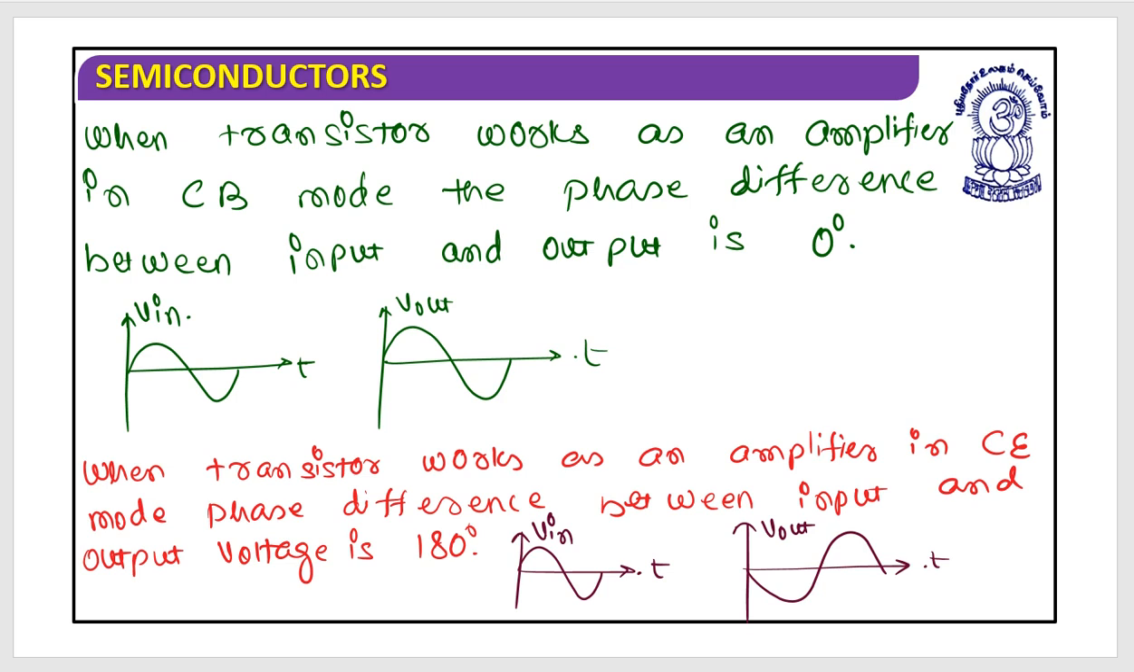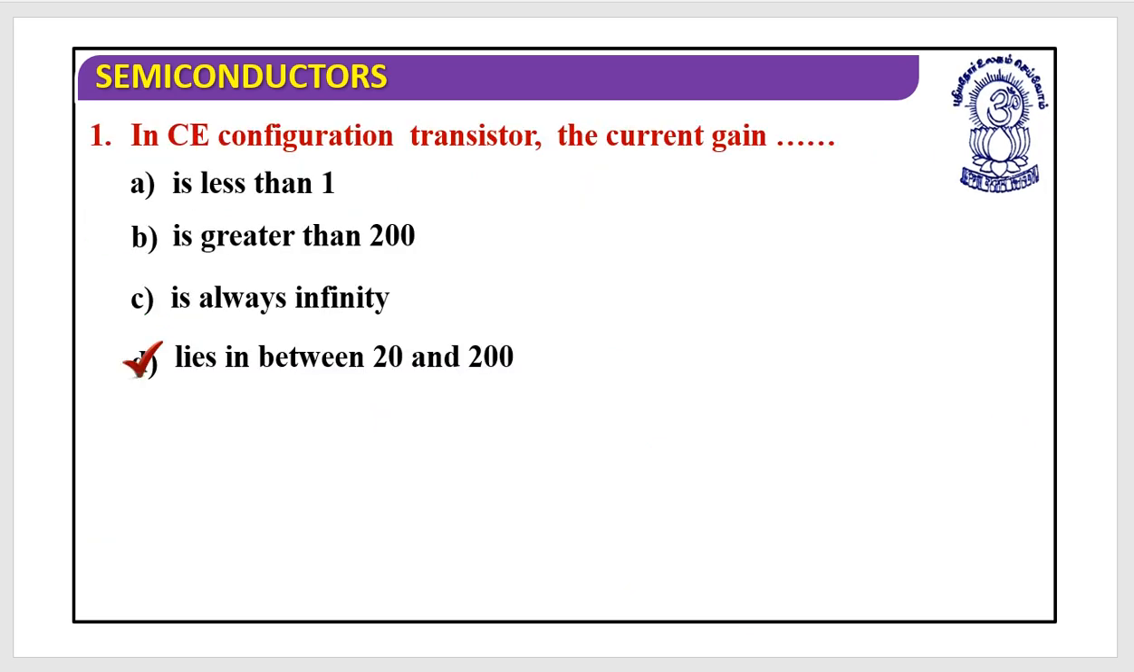So now let's look at certain quick questions. In a CE common emitter configuration transistor, is the current gain less than 1? No. Greater than 200? Not always. Is it always infinity? No, it lies between 20 and 200. It is basically beta, which equals delta IC divided by delta IB.